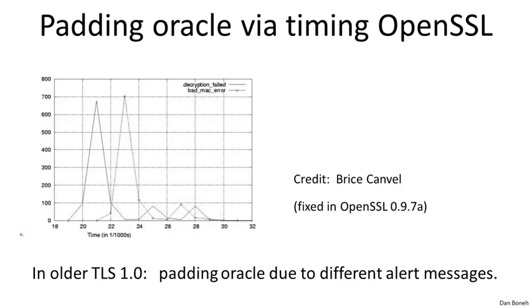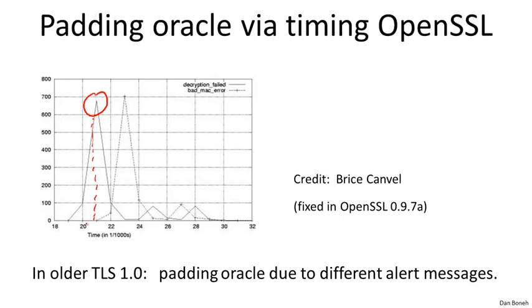If the pad is valid, then the MAC is checked, and if the MAC is invalid, decryption is aborted and an error is generated. As a result, this causes a timing attack. You realize that if the pad is invalid, then the alert message is sent very quickly. And you notice here that within 21 milliseconds the ciphertext is rejected.